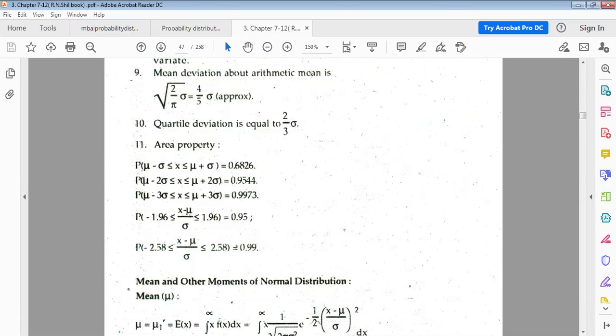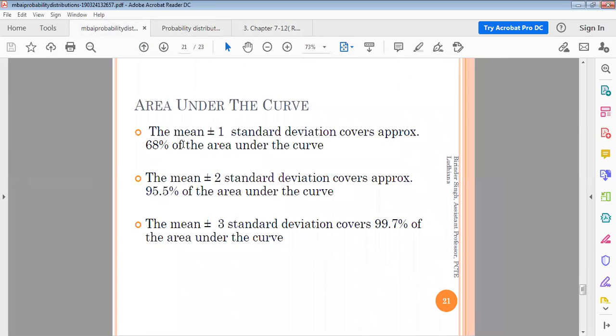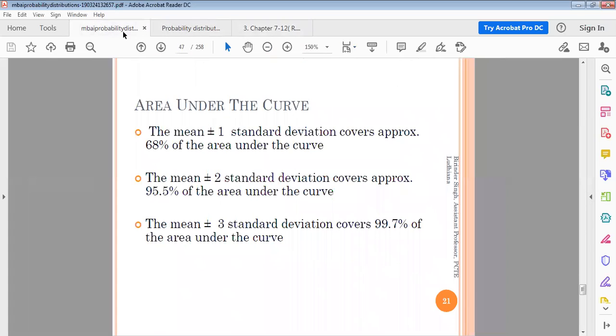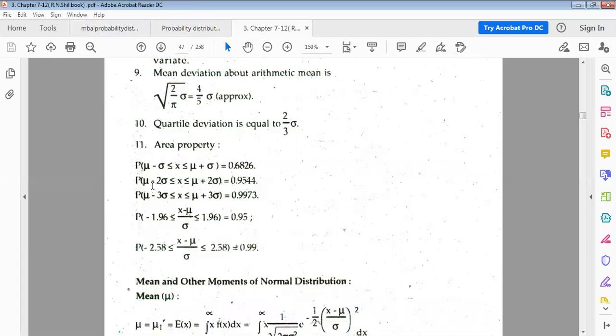Another property: the probability between mean plus minus standard deviation is approximately 68%. The mean plus minus 2 standard deviations covers approximately 95.5%. These are the properties. The mean lies between plus minus 2 sigma, where sigma means the standard deviation.